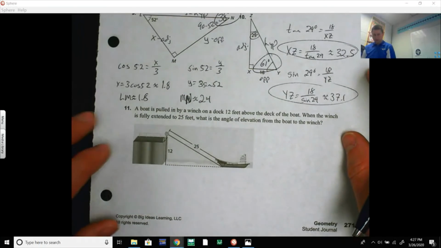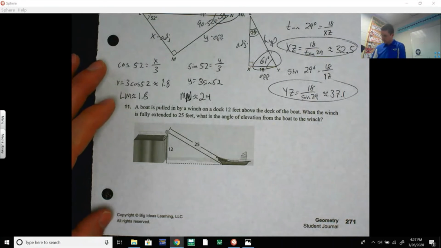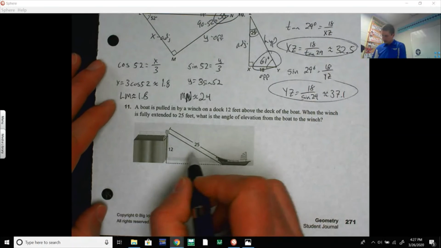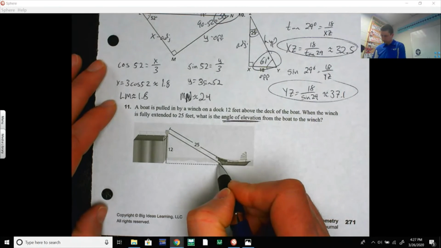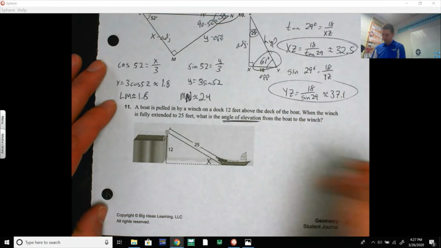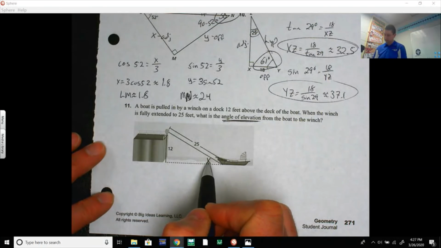The boat is pulled in by a winch on a dock 12 feet above the deck of the boat. When the winch is fully extended to 25 feet, what is the angle of elevation from the boat to the winch? Angle of elevation from the boat to the winch. They want that angle right there. This is an angle of depression. This is the angle of elevation.